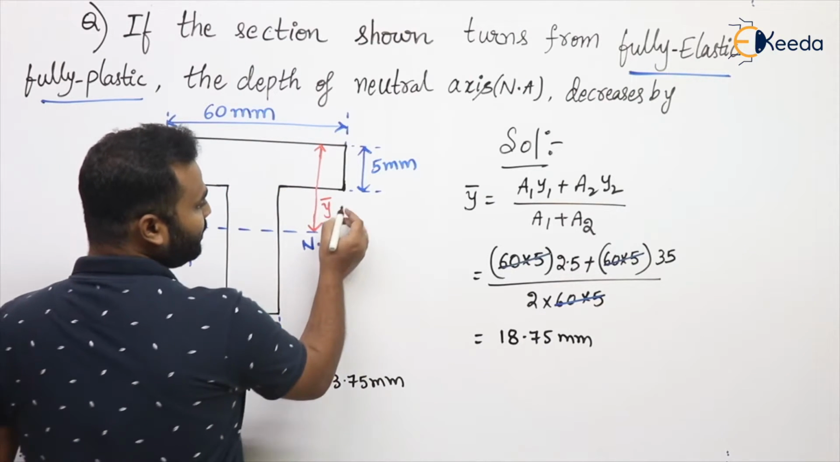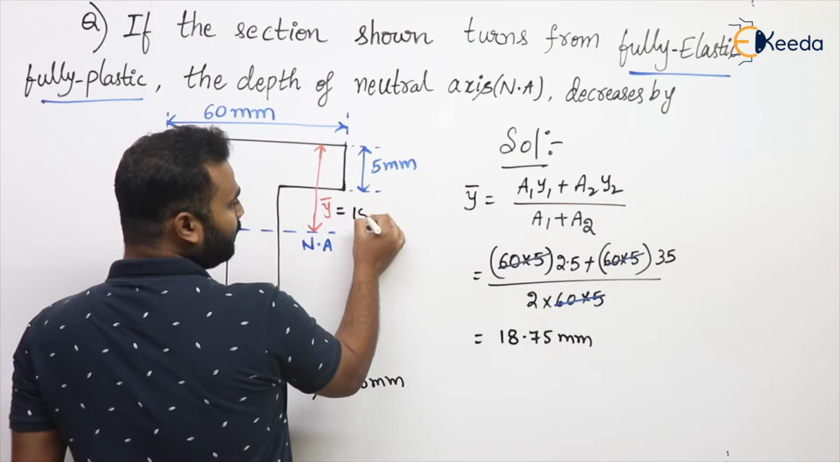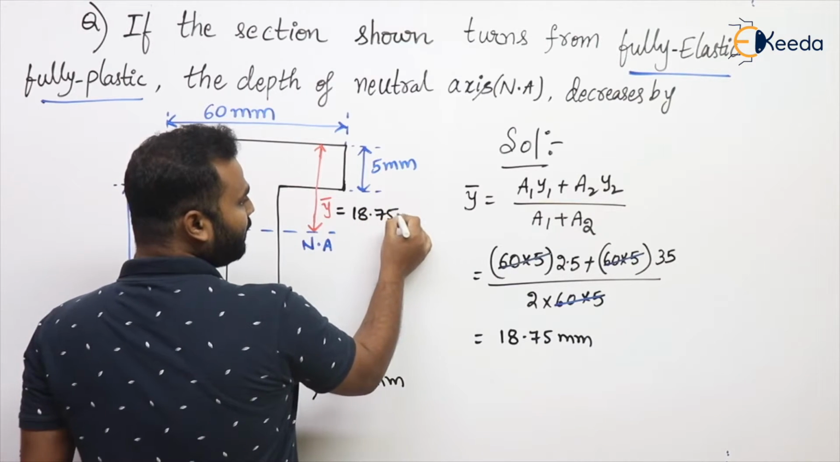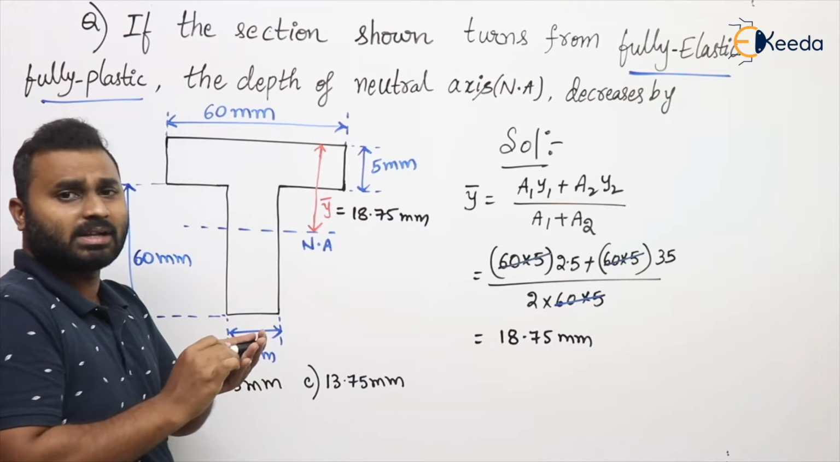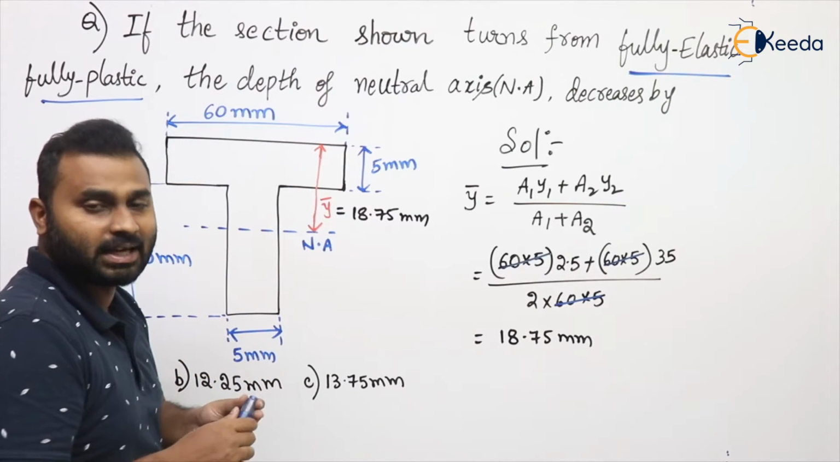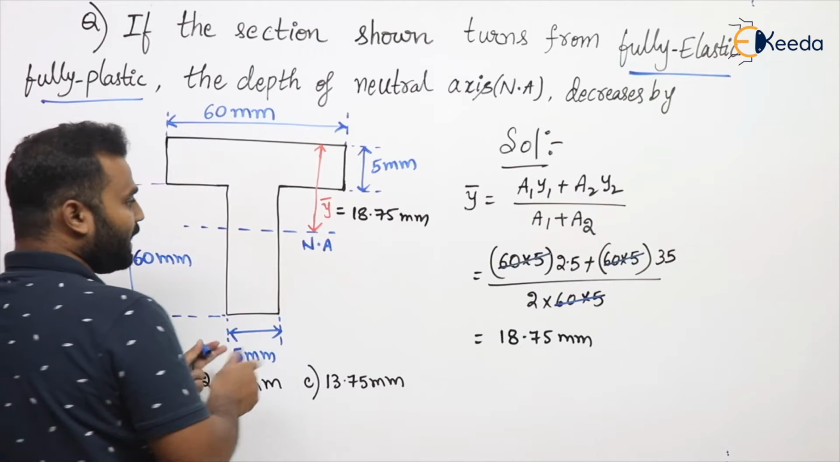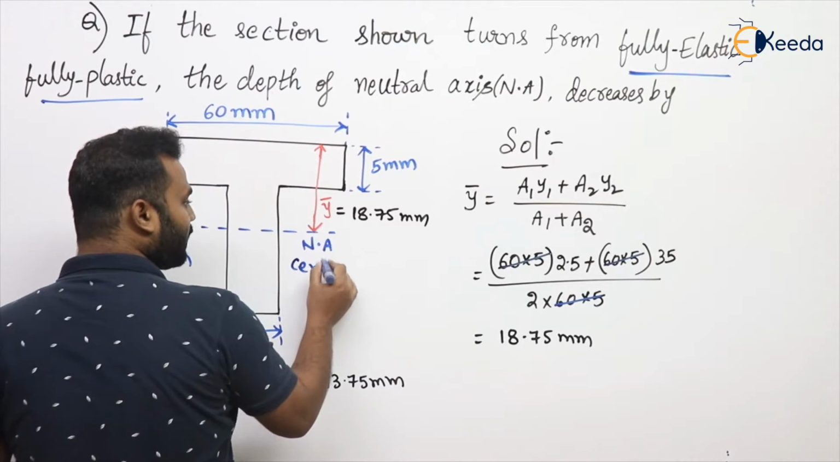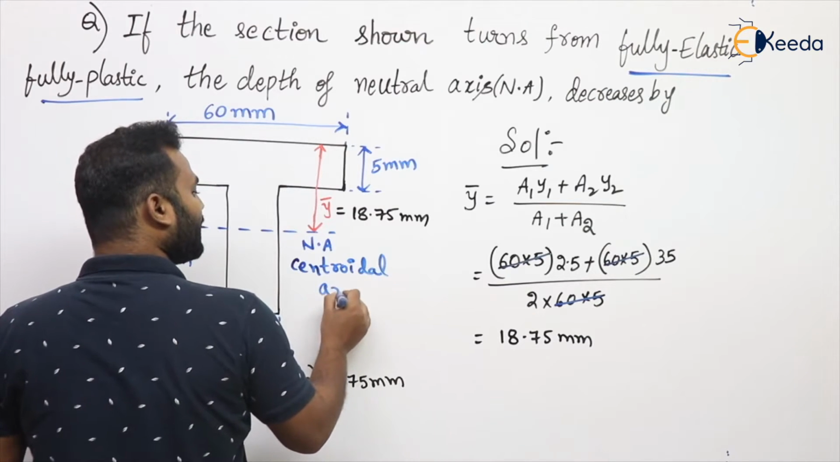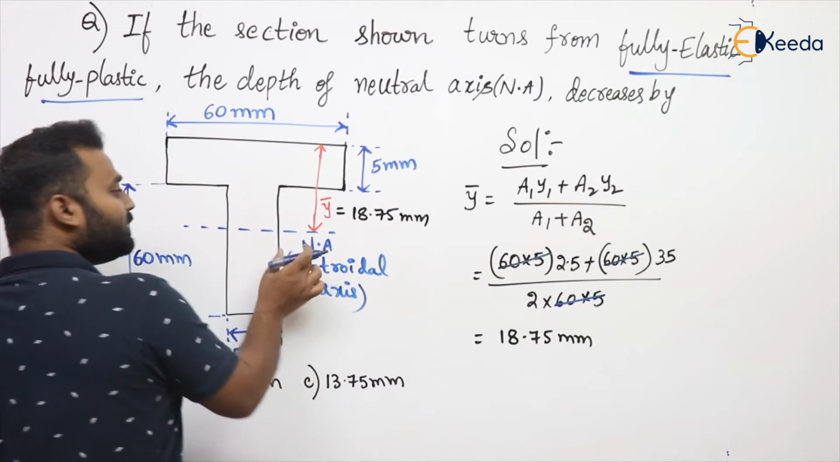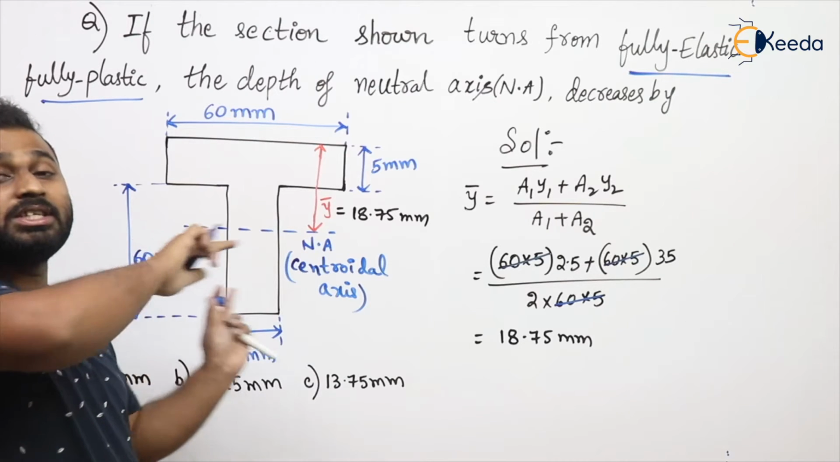Is that clear? So here I will mention y bar. How much is the y bar? 18.75 mm. So basically this is the neutral axis. This neutral axis is also called the elastic neutral axis or centroidal axis. So this is the neutral axis, and here I will write centroidal axis. The reason is that the elastic neutral axis passes through the CG of the cross section.